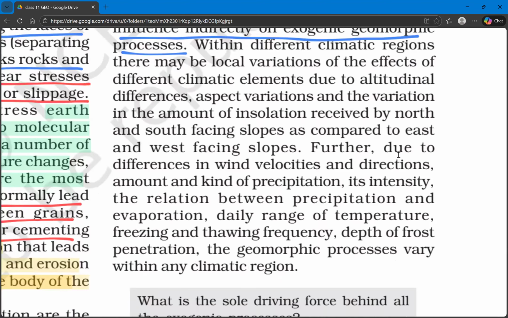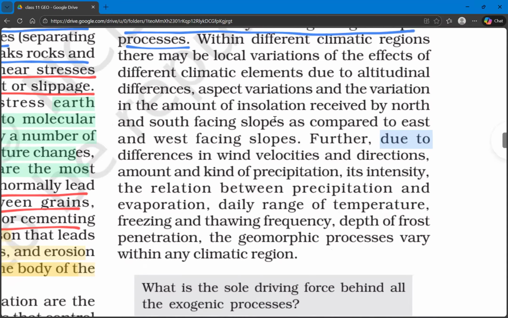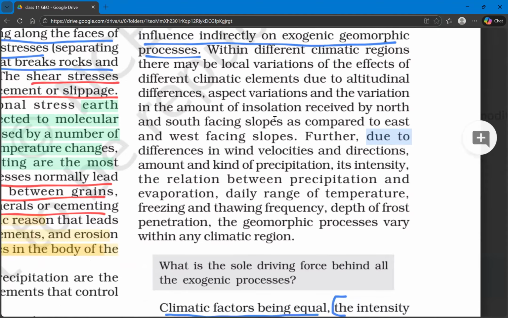Further, due to differences in wind velocities and directions, amount and kind of precipitation, its intensity, the relation between precipitation and evaporation, daily range of temperature, freezing and thawing frequency, and depth of frost penetration, the geomorphic processes vary within any climatic region. So these are all factors that can also have influence on the geomorphic processes.